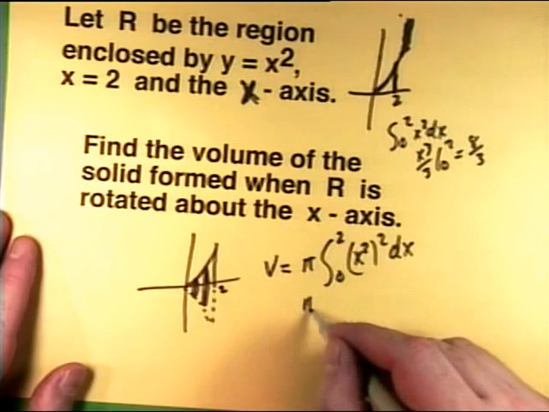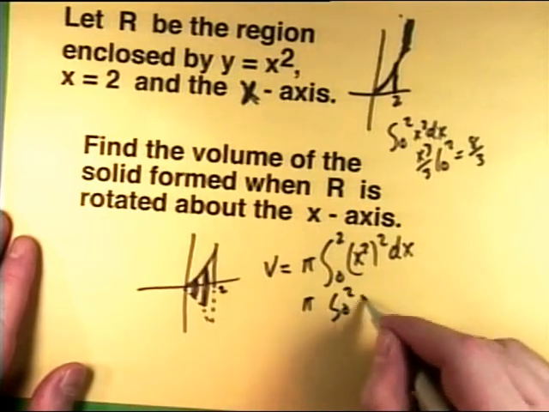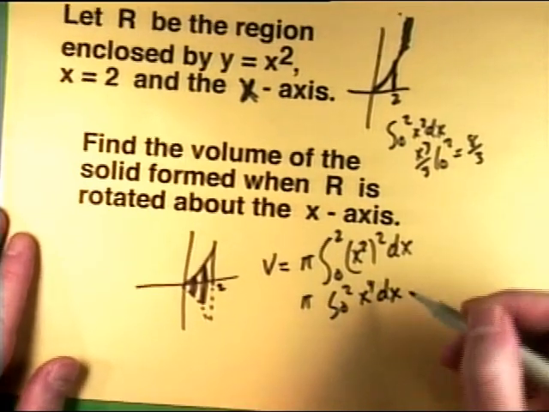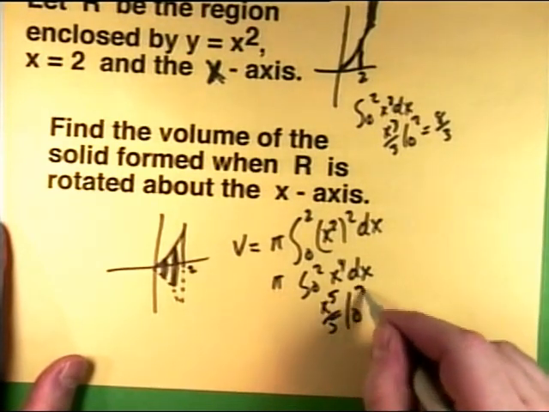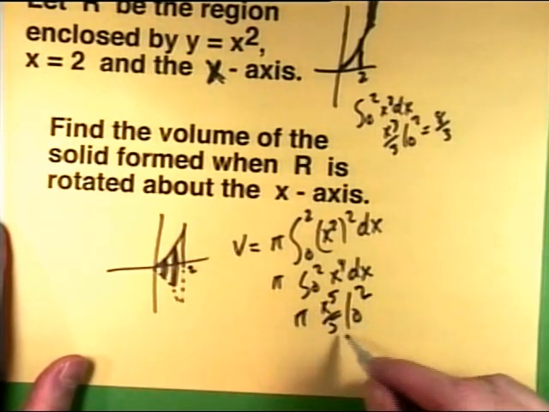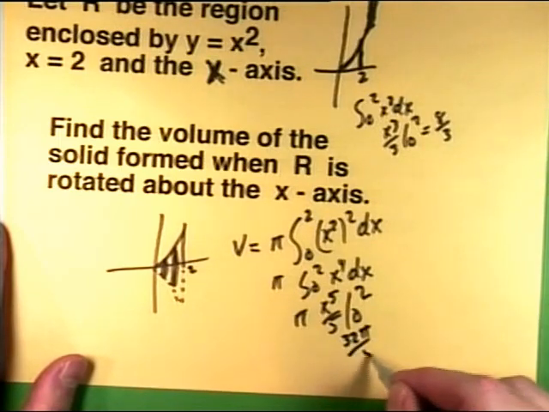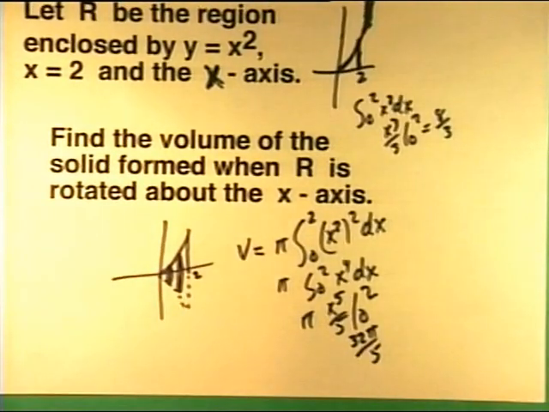Okay, so this is easy enough, right? This was too easy for you, Rocio. That's all right. Hey, did you guys learn washers yet? Yeah. Boy, so we're way past that. So the answer is going to be 32 pi over 5, right? That's a fine job, Rocio. Thank you.